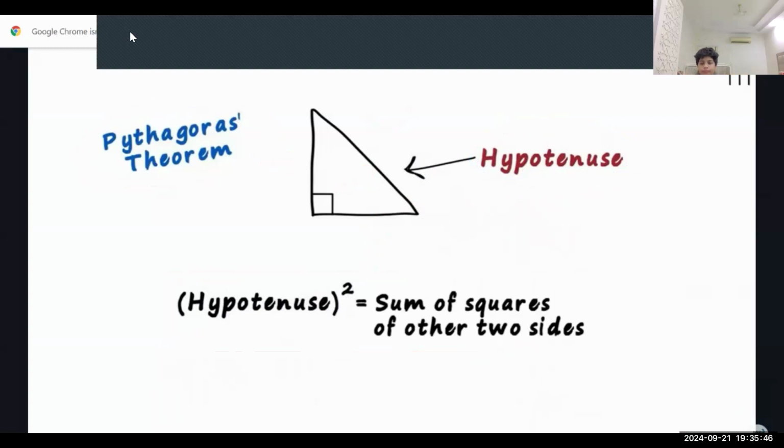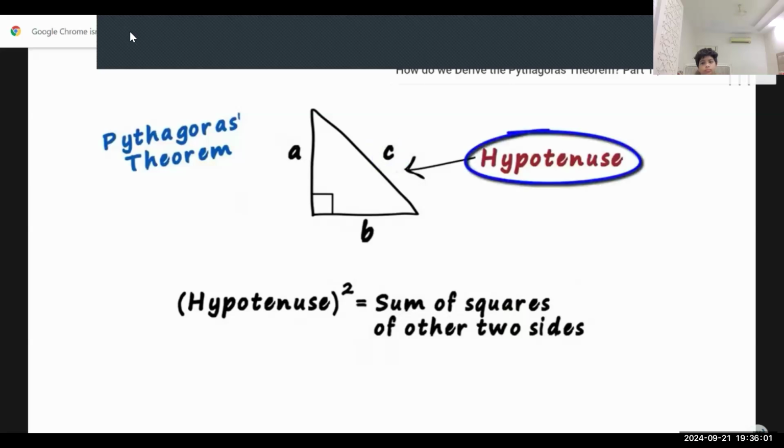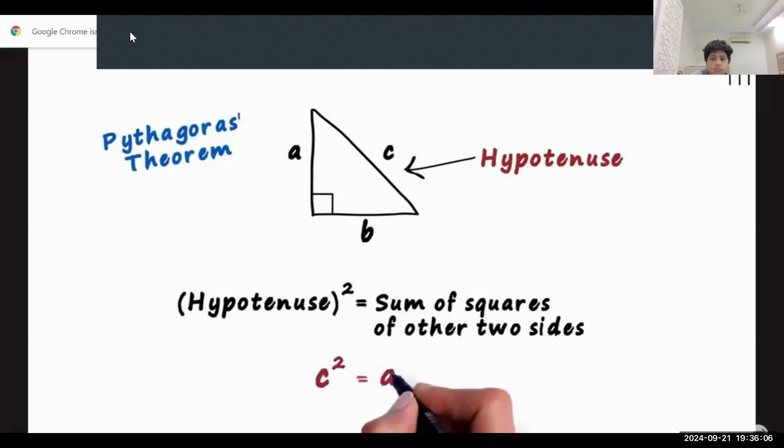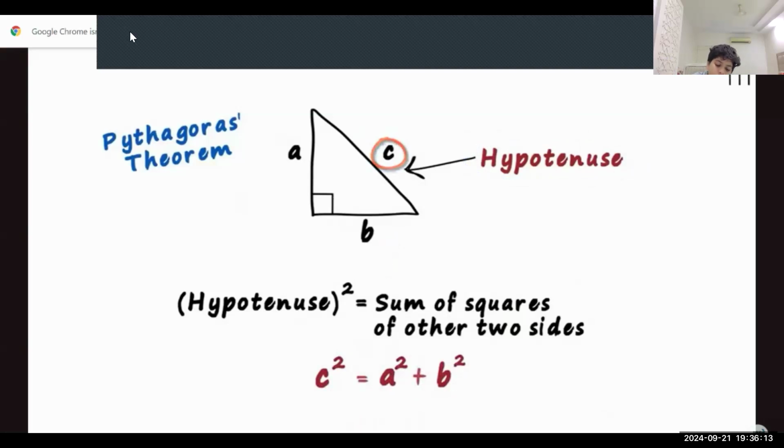So the theorem says that for any right triangle, the square of the hypotenuse is equal to the sum of the squares of the other two sides. Let's say the lengths of the sides are a, b and c. c is the length of the hypotenuse. For this triangle, we can say that c squared is equal to a squared plus b squared. If this is a right angle triangle, the square of this length will always equal the sum of the squares of each of these lengths. This theorem has innumerable uses, so let's look at one in this video.